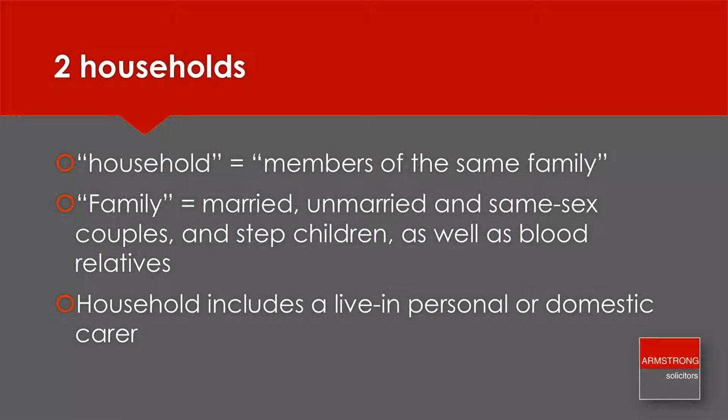Section 4 specifies the meaning of household for the purpose of HMO licensing. So this includes members of the same family, and again, family is sub-defined. A family includes married, unmarried and same-sex couples and stepchildren as well as blood relatives. Additionally, a person who is a personal or domestic carer in a residential capacity is to be treated as a member of the household for the purpose of the Act. There is a power for the department to provide that other persons are treated as being in the same household as well, and I'll talk at the end about the department's discretion throughout the Act.